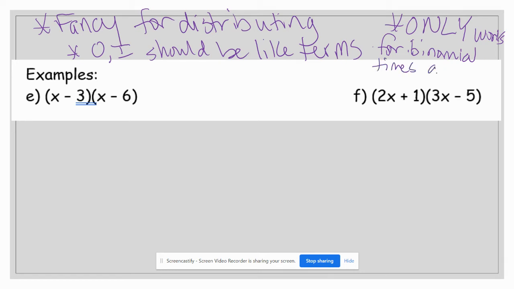times a binomial. Those first two that we did, the distributing and then the Punnett box method, those work for any kind of multiplying. It doesn't matter if you have a binomial, a trinomial, a polynomial, anything. But FOIL specifically works for a binomial times a binomial, and that's it.